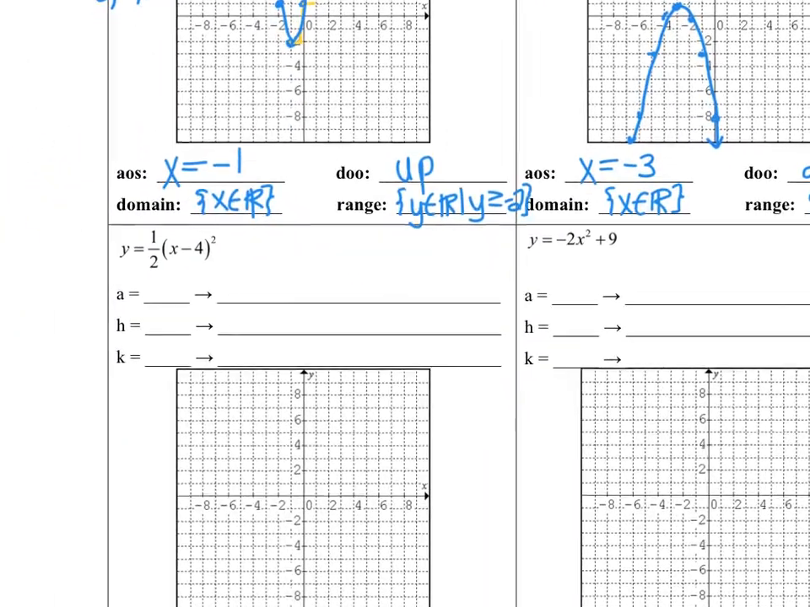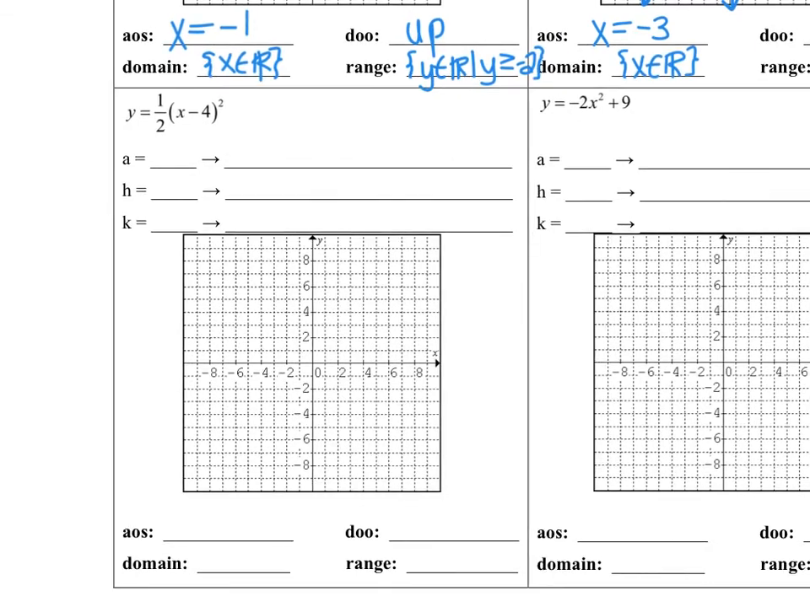Let's go to the next one. So now we actually have a compression going on, so you might have to estimate that step pattern a little bit. Remember, in this case, we do have a missing k value. If you want to, you can put +0 there if it helps you with your vertex. But looking at this, my vertex is going to be +4, comma 0. So I'm just going to plot that before I even do my transformations.